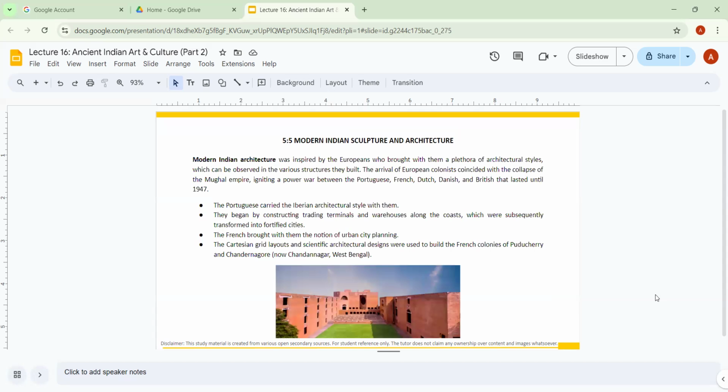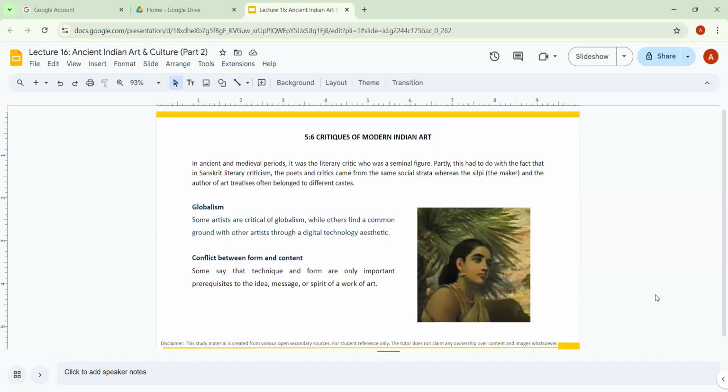Modern Indian architecture was inspired by the Europeans who brought in with them the plethora of architectural styles which can be observed in the various structures they built. The arrival of European colonists coincided with the collapse of the Mughal Empire, igniting a power war between the Portuguese, French, Dutch, Danish, and British that lasted until 1947.